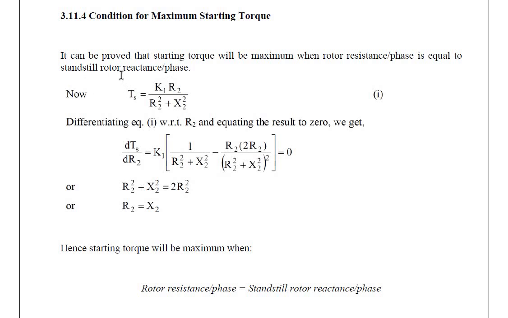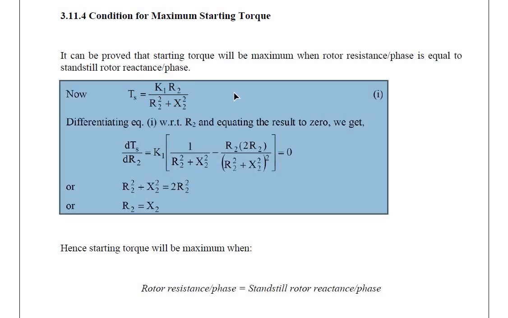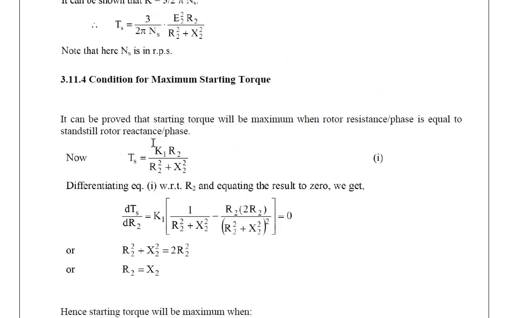Now we know the value of starting torque Ts is given by K1 R2 divided by R2 square plus X2 square, where the value of K1 is equal to 3 divided by 2 pi ns into E2 square. These are all the constant terms. That's why we have to consider Ts is equal to K1 R2 divided by R2 square plus X2 square.